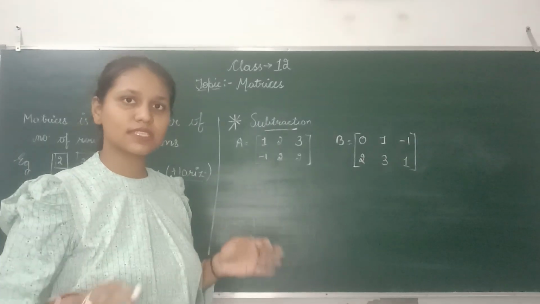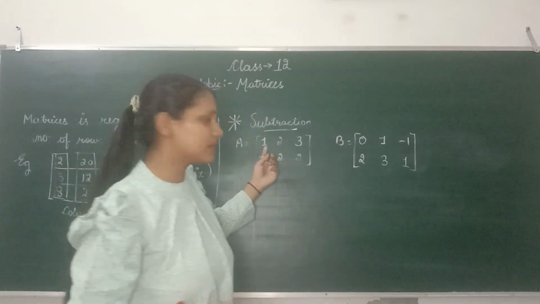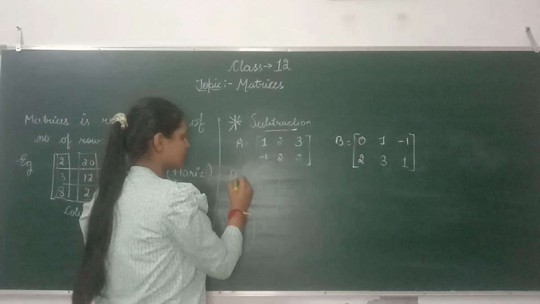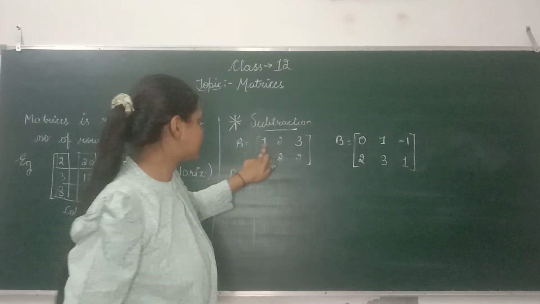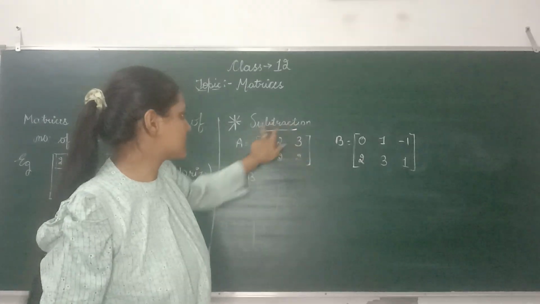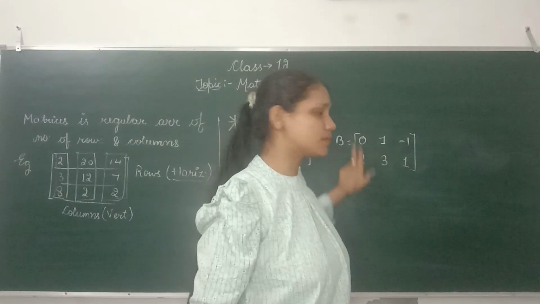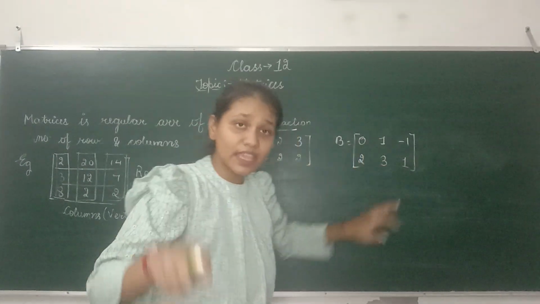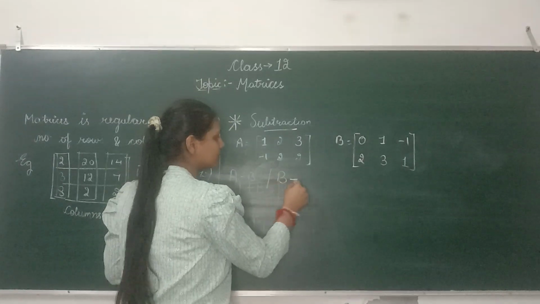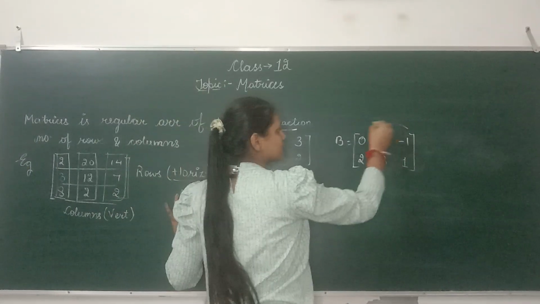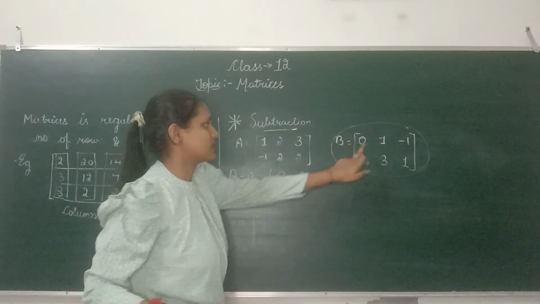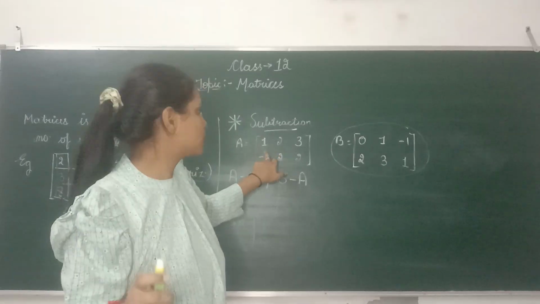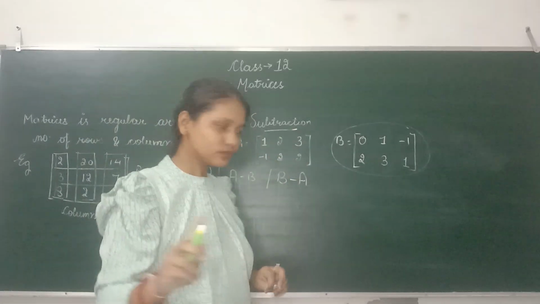These two matrices are given, and we have to subtract the matrices. The procedure is the same as the addition. The first element of the first matrix is subtracted from the first element of the second. If A minus B is given, then you have to subtract 1 minus 0. If you are given B minus A, then the first matrix is B, and you have to do 0 minus 1. Not 1 minus 0, you have to do 0 minus 1.